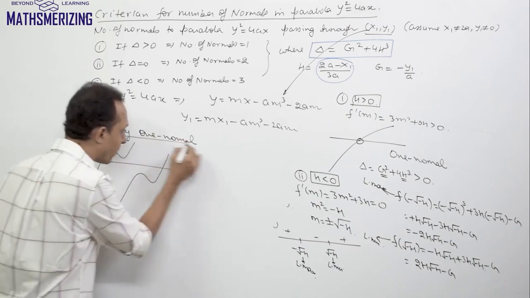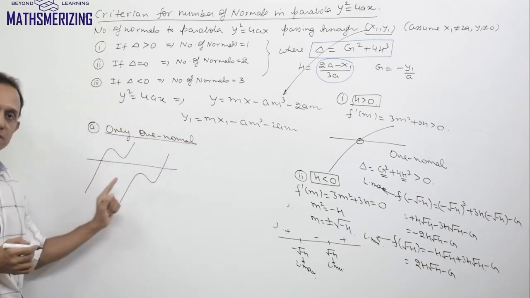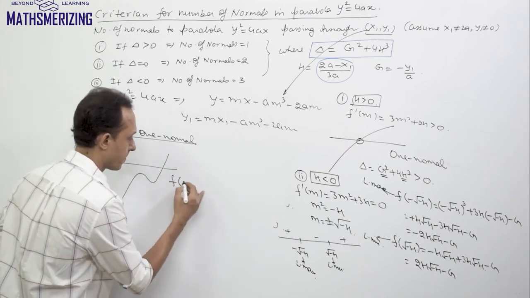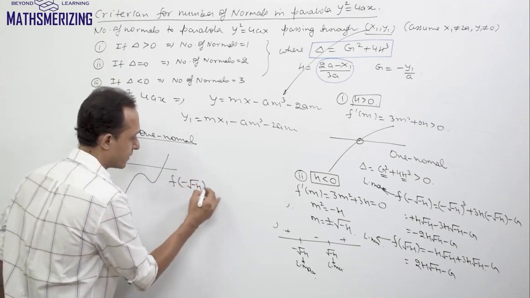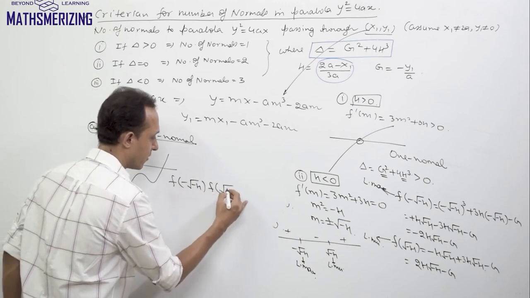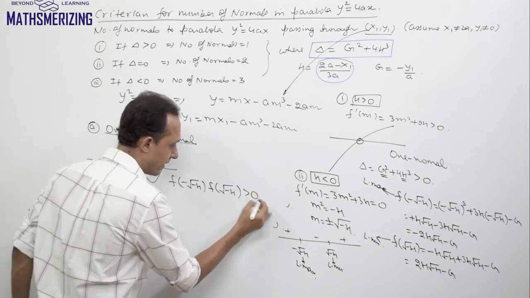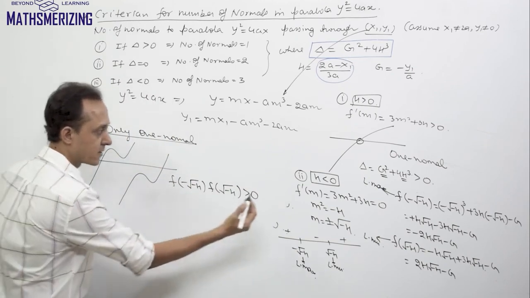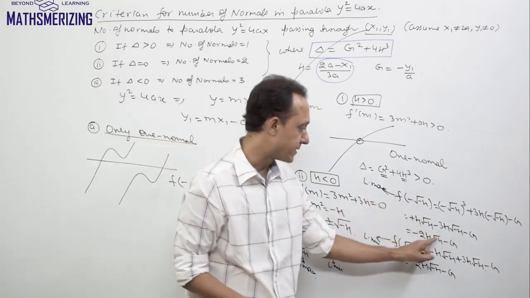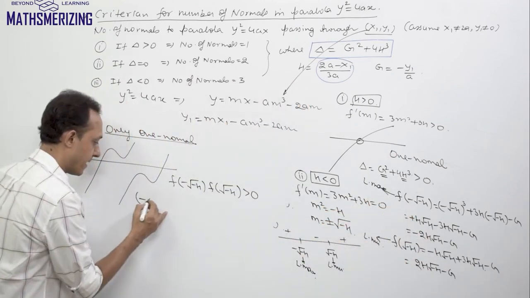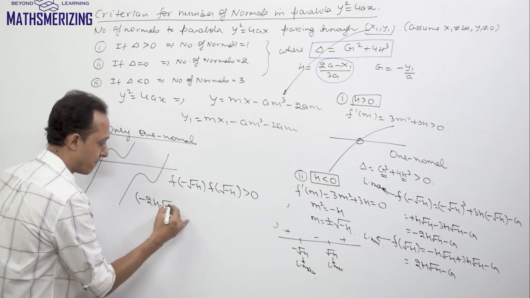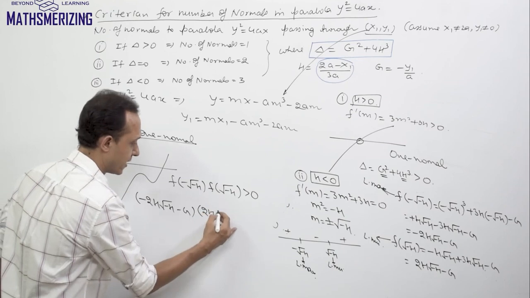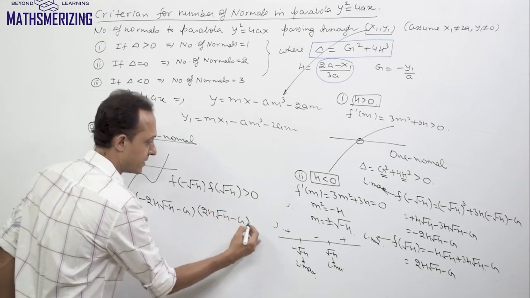Now for only one normal, both of them should either be positive or both should be negative. So in this case, I'll get this condition as f of minus under root of minus h into f of under root of minus h should be greater than 0. Either both of them positive or both of them negative. So what is f of minus under root of minus h? It is minus 2h under root of minus h minus g, and it is twice h under root of minus h minus g. It should be greater than 0.